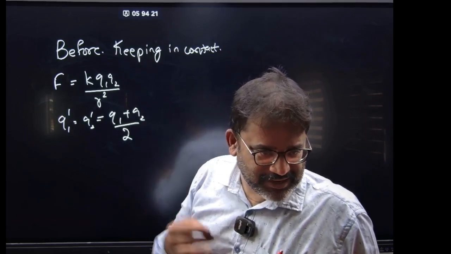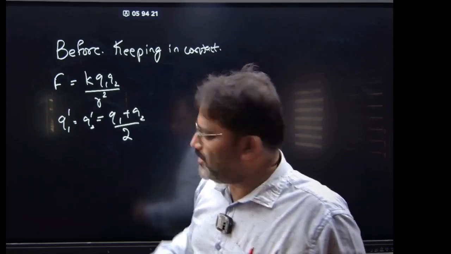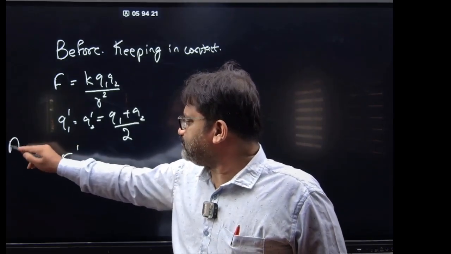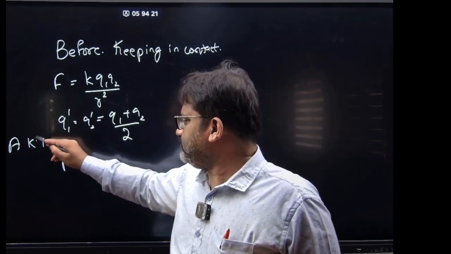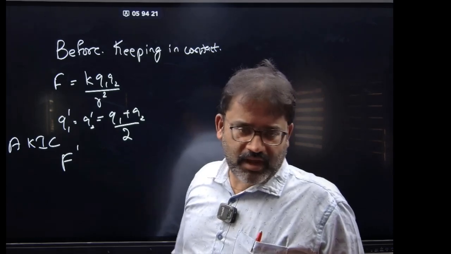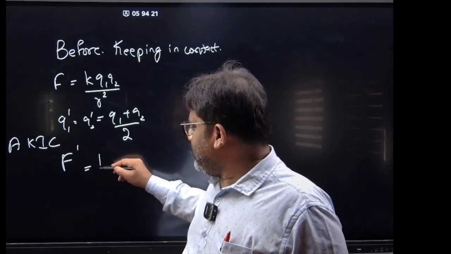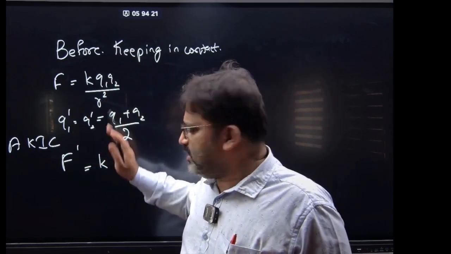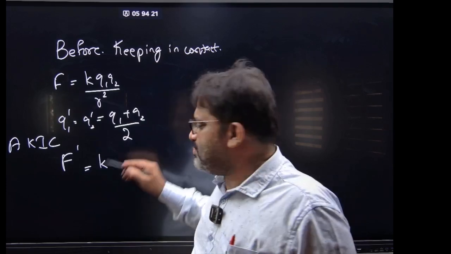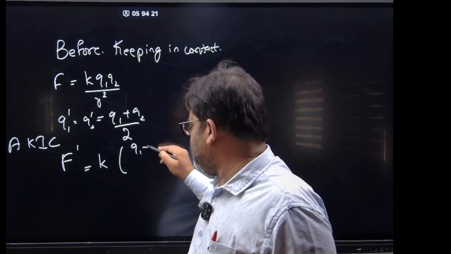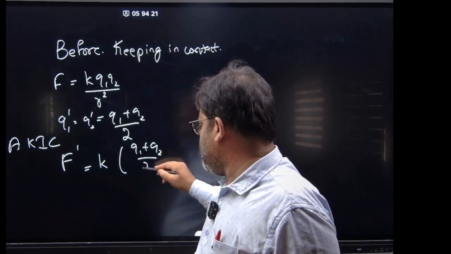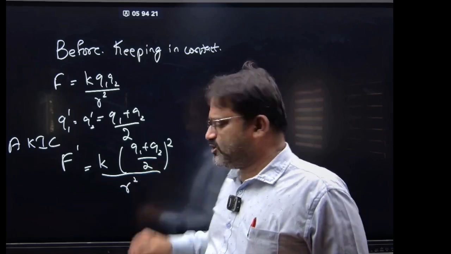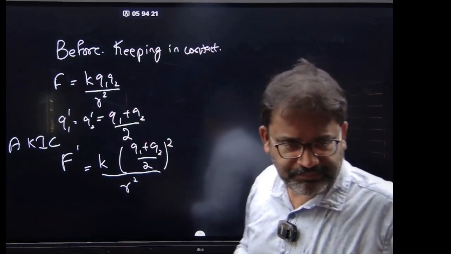Very good. Now, after contact, F prime is equal to K Q1 prime Q2 prime. But Q1 prime and Q2 prime are equal to one another. That means we are going to get this as Q1 plus Q2 divided by 2, the whole square, divided by the same distance R square.